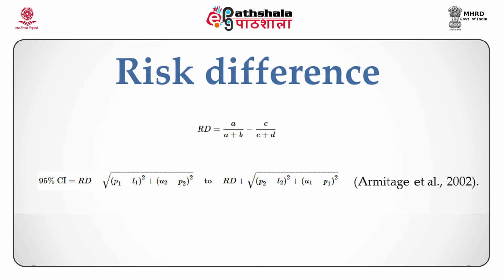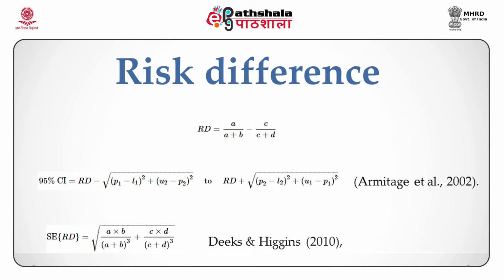Now you know that it is possible to derive L1, L2, U1, U2 based on the asymptotic distribution of a proportion. So this confidence interval for the risk difference has been suggested by Armitage et al. A different standard error proposed by Deeks and Higgins is of the form: standard error of RD equal to the square root of AB/(A+B) cubed plus CD/(C+D) cubed. This standard error is popularly used in meta-analysis.